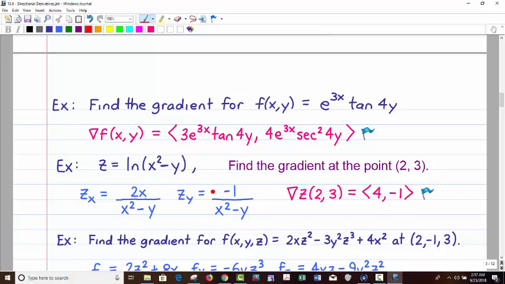And now we put in the point (2, 3). That gives you 2 squared minus 3, so the denominator is 1 for both of these. So it's 2 times x, which is 2 times 2, makes that 4. And then negative 1 is just constant, so it's 4 comma negative 1.